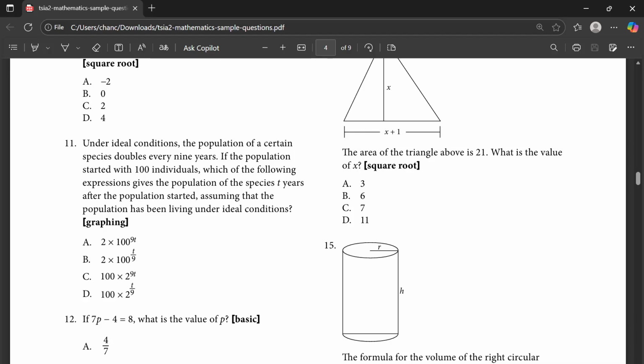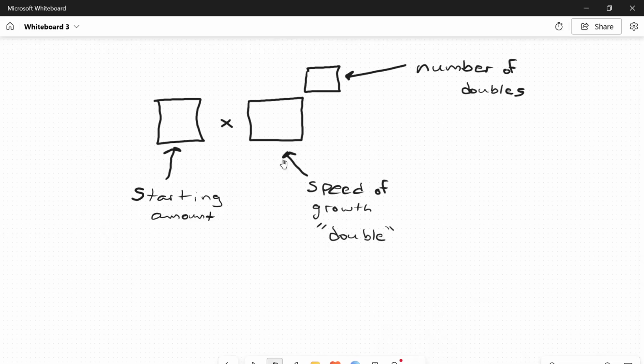So we have four different exponential equations here, something times something raised to something. And I have a bit of an outline for us to take a look at here. Here is the first box of something times second box of something raised to our third box of something. Now, the first box here, that should be your starting amount. And we know what our starting amount is in this case. That is the 100.